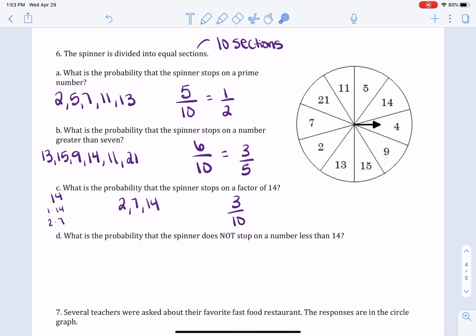And the last one says, what is the probability that the spinner does not stop on a number less than 14? So that means you would have to stop on 14 or bigger. The numbers that are 14 or bigger, I think that's just 14, 15, and 21. I don't think I see a number there that's even bigger. So that's 3 numbers out of 10.